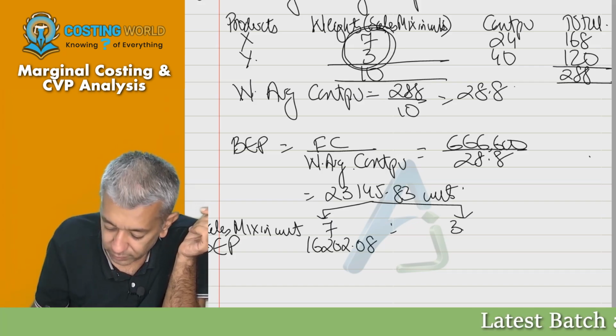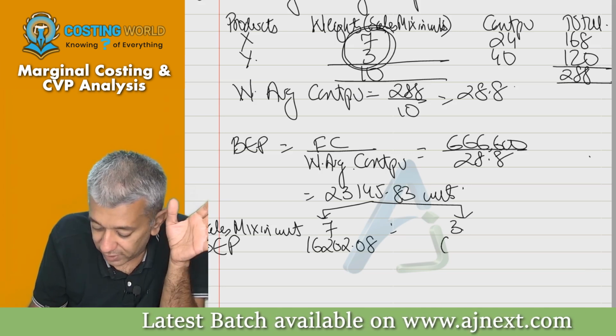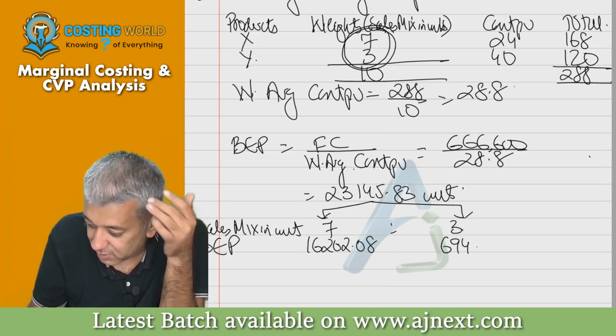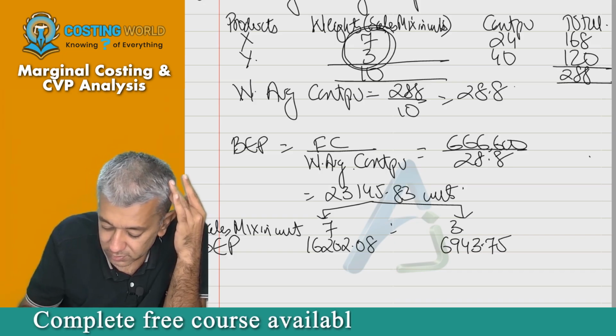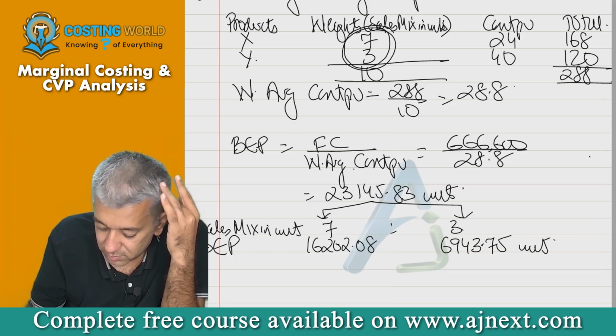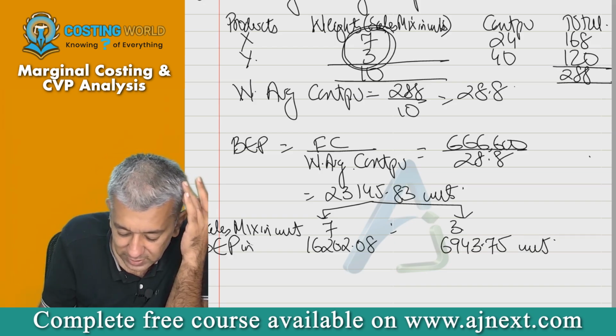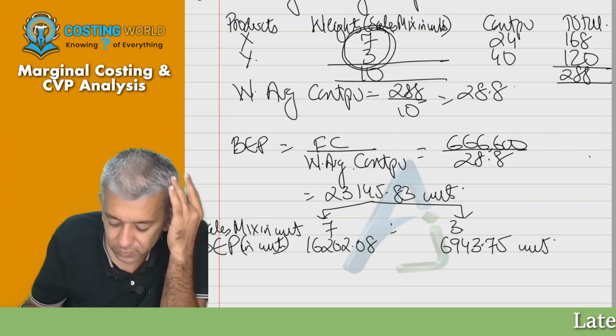16202.08. I am not very sure of the numbers that I am writing. Please check. My calculator has become a Chinese calculator now. It shows any answer. Obviously, this entire data is in units only.